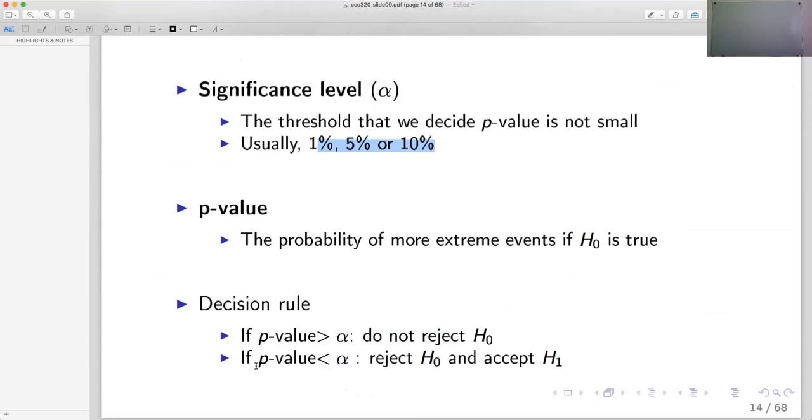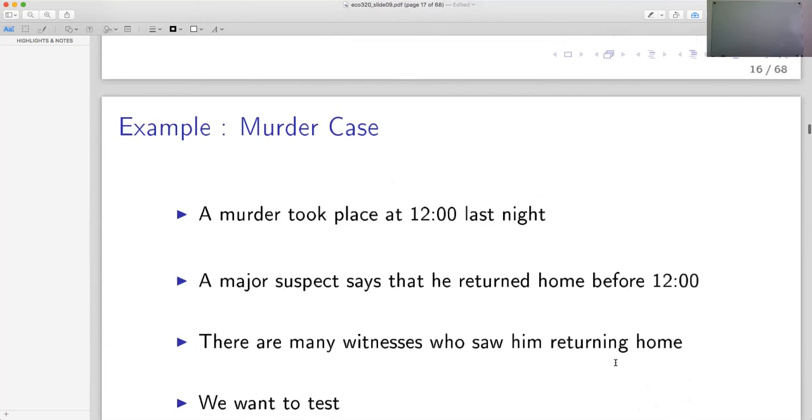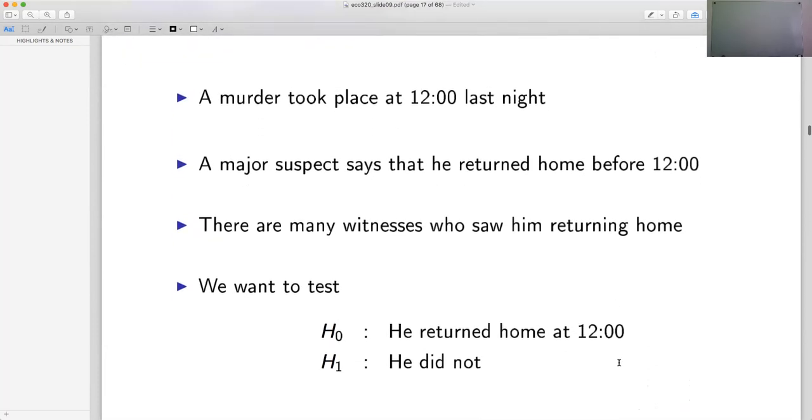On the other hand, let's say your p-value was 0.04. Then what? Based on the 5% level alpha, 4% is less than 5%. So you reject the null hypothesis and accept the alternative. So this is another example.